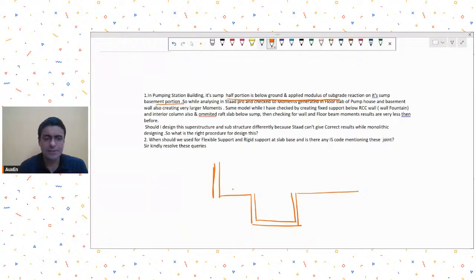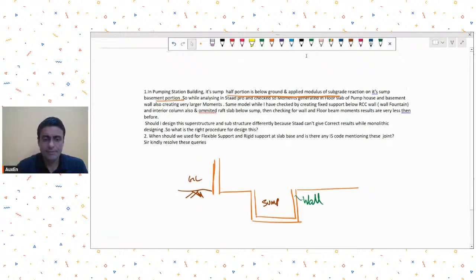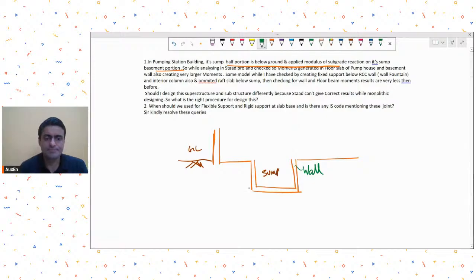Okay, so this is what I can understand, that this is ground level, and then this is the sump, and then this is the wall for the sump, and this becomes the basement draft for the sump.